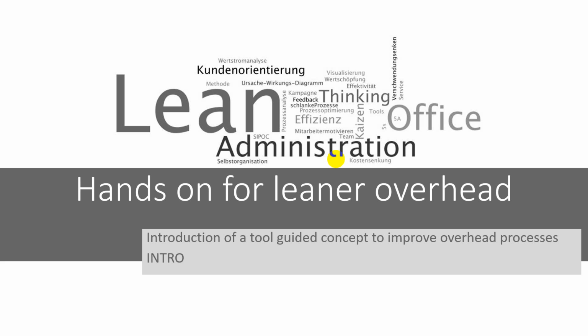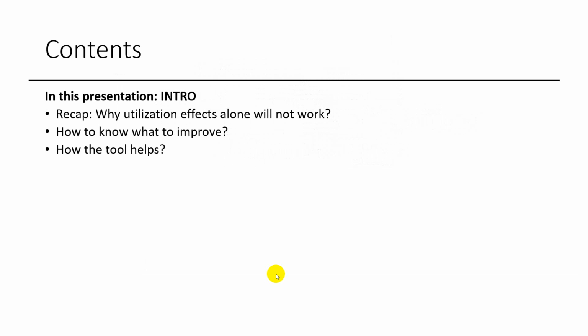So let's get started on the subject. We will start with a recap of a video that I did a couple of months ago, and that deals with the golden rule. I will explain that later on. Basically, it's the question we were dealing with: why utilization effects alone will not work to improve your cost situation in overhead or in SG&As.